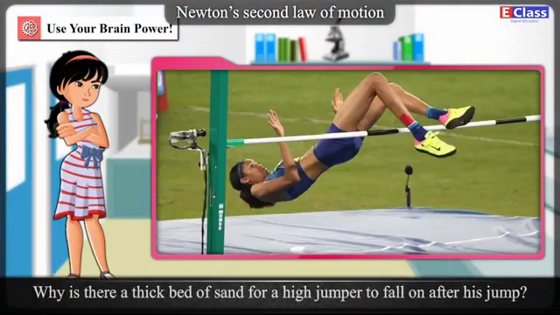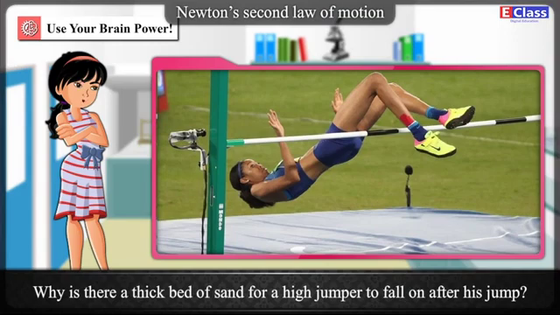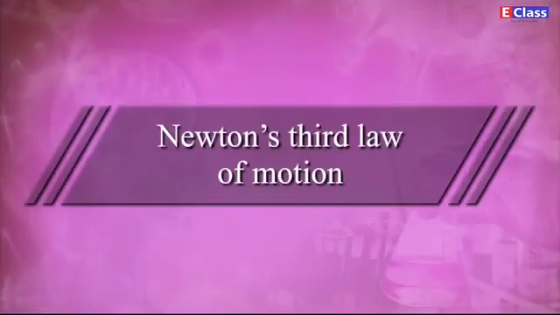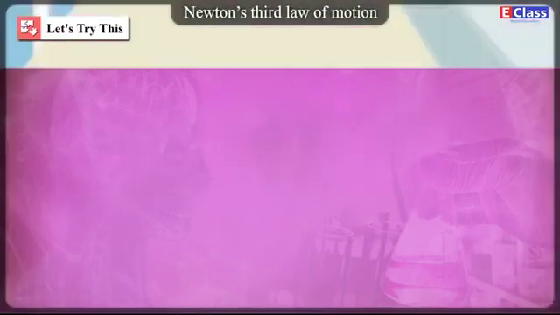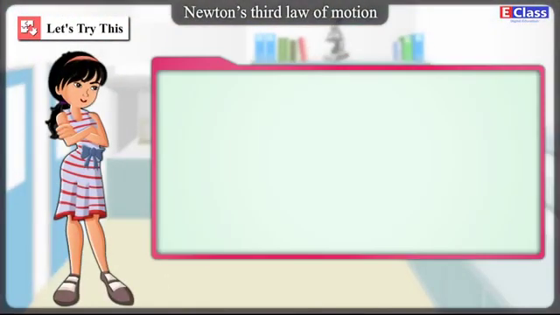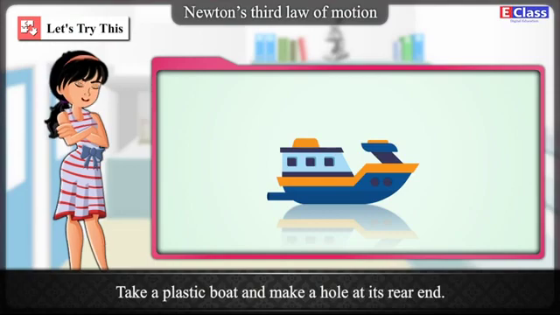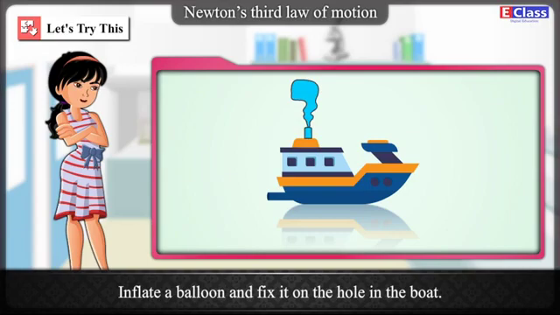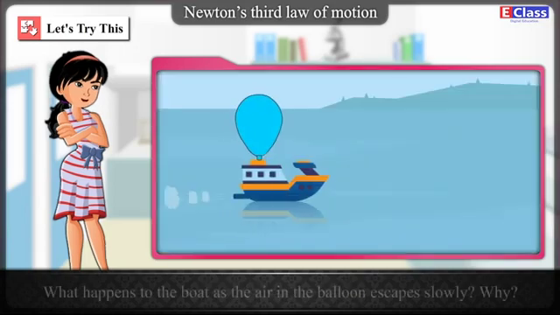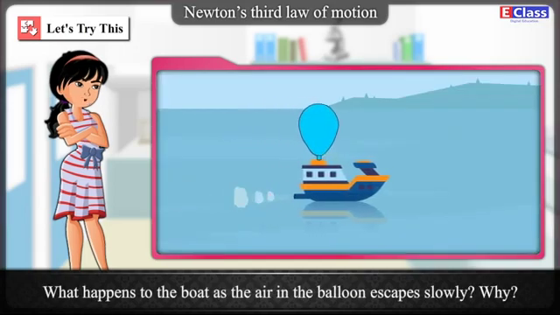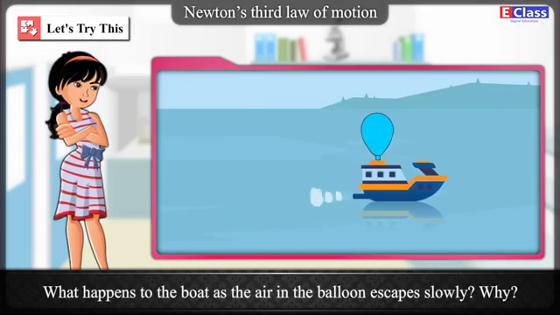Use your brain power. Why is there a thick bed of sand for a high jumper to fall on after his jump? Newton's third law of motion. Let's try this. 1. Take a plastic boat and make a hole at its rear end. 2. Inflate a balloon and fix it on the hole in the boat. Release the boat in water. What happens to the boat as the air in the balloon escapes slowly?